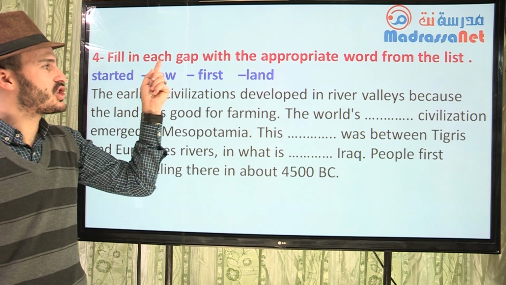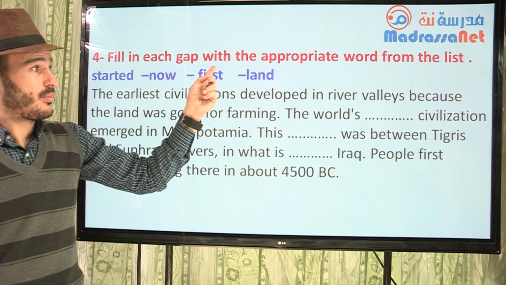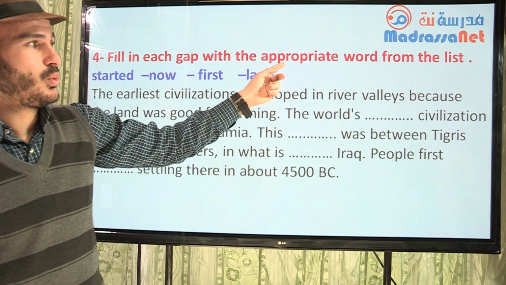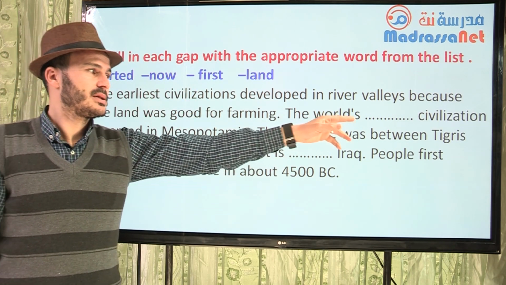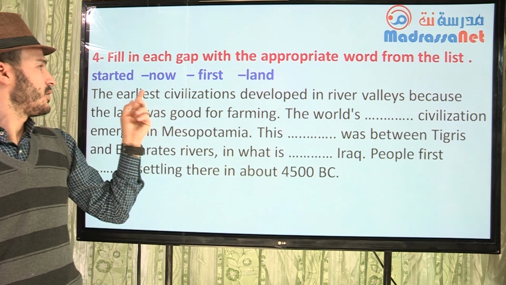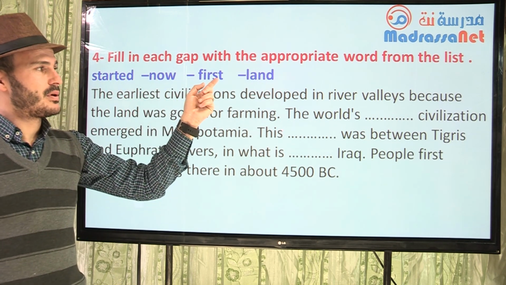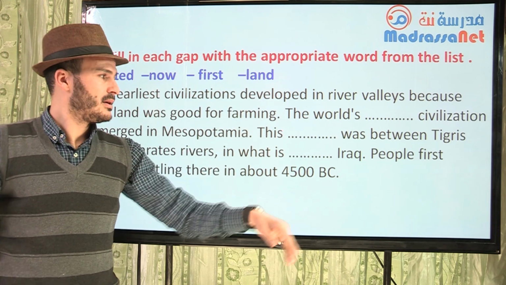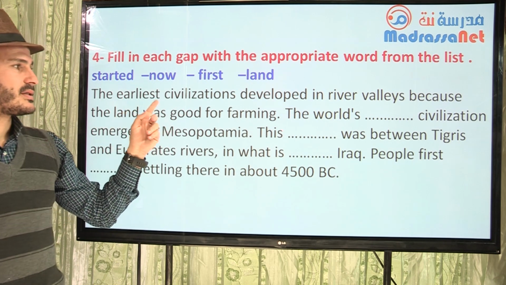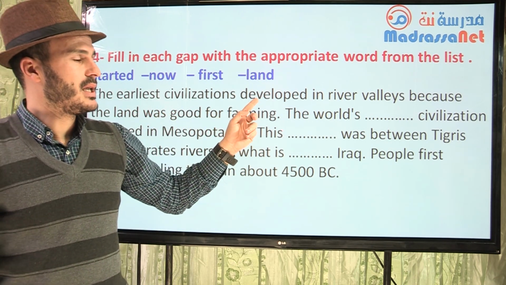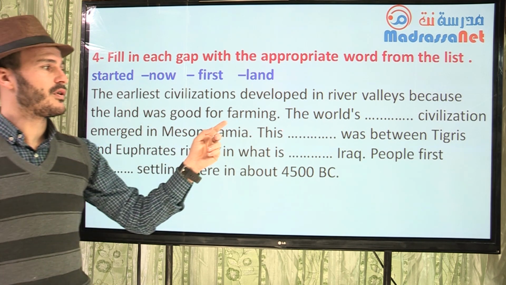Fill in each gap. Here we have gaps. Fill in each gap with the appropriate word from the list. We have a group of words that should go in these gaps. The words are started, now, first, and land. Let's do it together quickly. The earliest civilizations developed in river valleys because the land was good for farming.